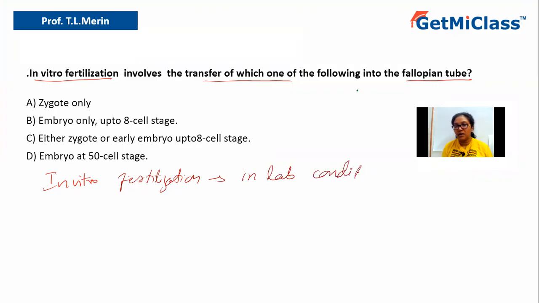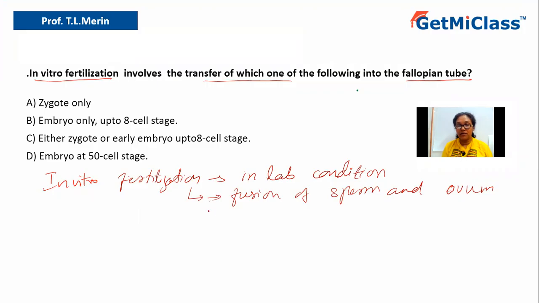So what do you mean by fertilization? Fertilization is nothing but the fusion of male and female gamete, right? Fusion of sperm, the male gamete we are talking about here, and the female gamete, that is the ovum. So that is done in the lab condition. That is what is called in vitro fertilization.